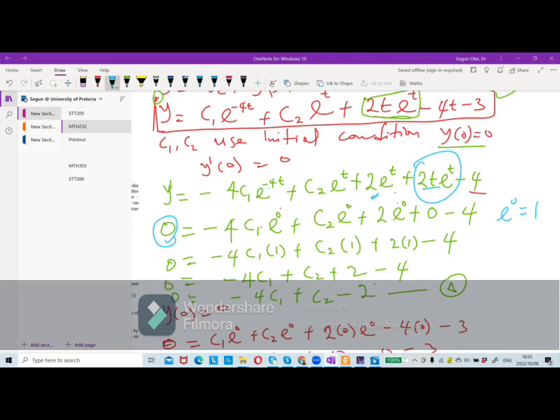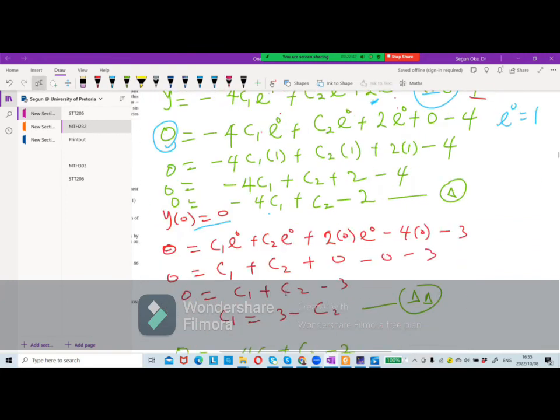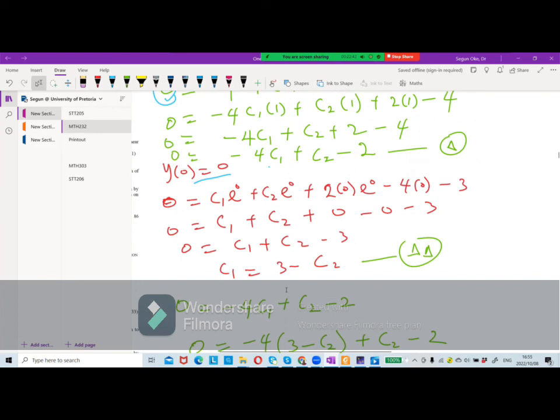So then that's not the end. Remember that the first initial condition says y of 0 is equals to 0. So it simply means, let's substitute where y is equals to 0, every other t is 0 too. Then at the end of the day, we are able to realize this.